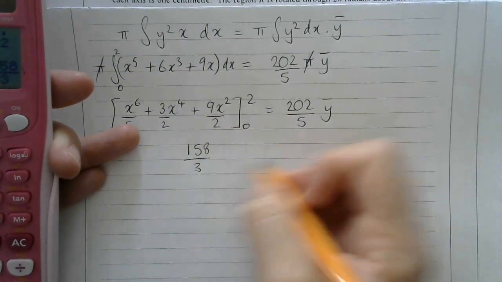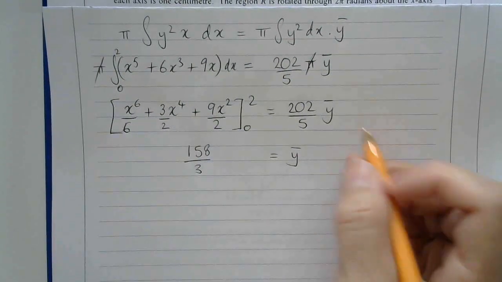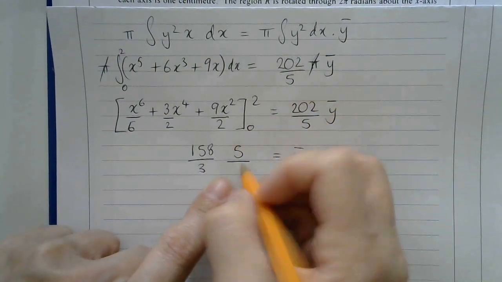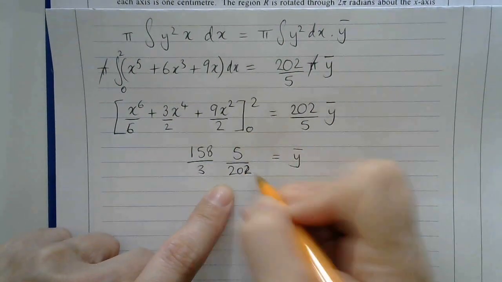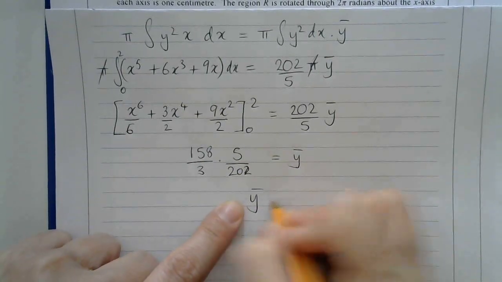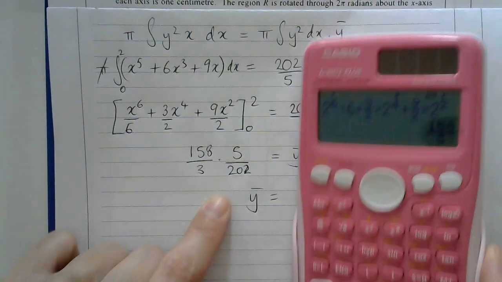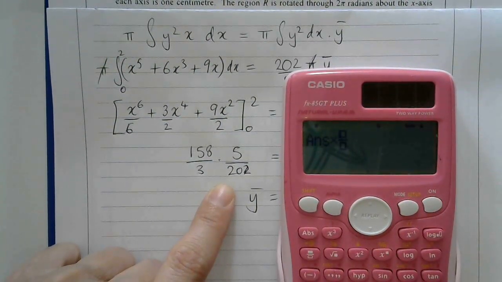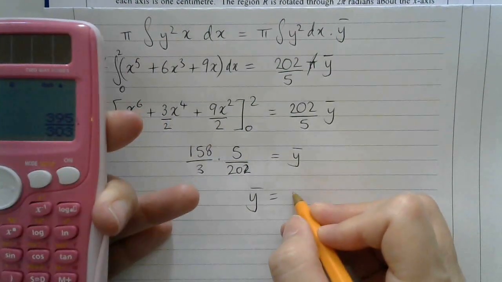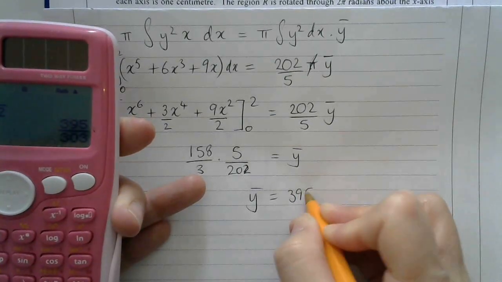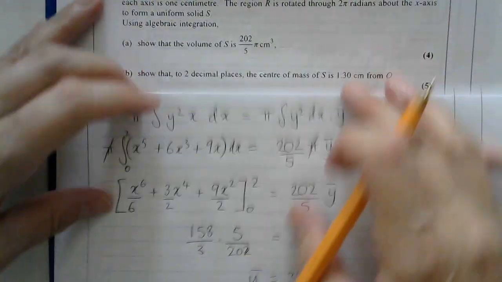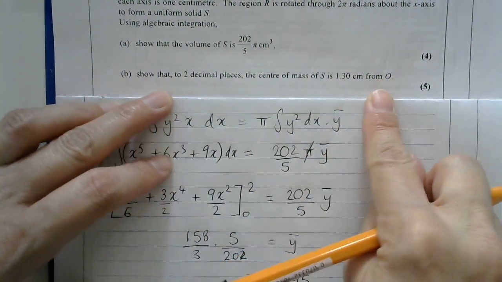Okay, so popping all of that into my calculator, I get 158 over 3. To end up with y bar, I then need to multiply both sides by 5, divide both sides by 202, and so I'll see what that gives me. So I end up with the answer that I had multiplied by 5 over 202, and that simplifies to 395 over 303. Now, in this part of the question, they said show that to 2 decimal places it comes to this.